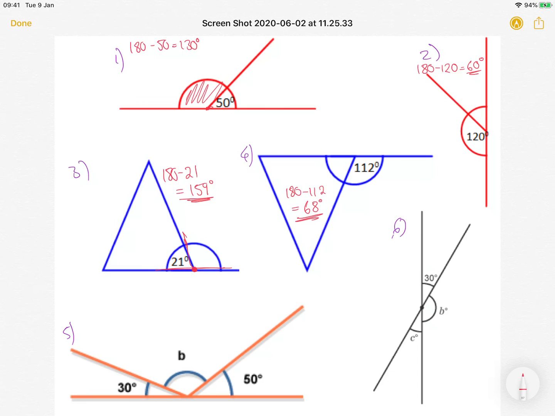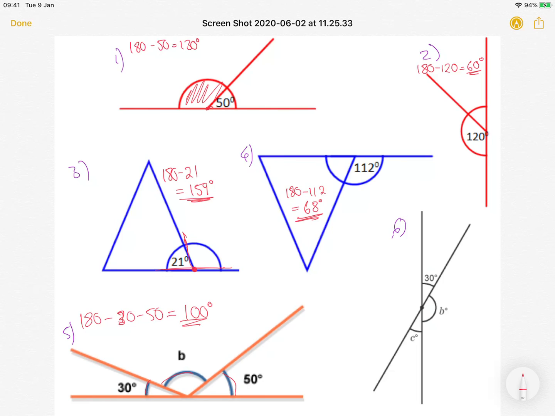Question 5. So all of these angles are adjacent to each other. So I know that they must add to 180. So if I do 180, take away the other 2, I'll be left with what B is. So 180 take away 30 is 150. Take away another 50 is 100 degrees. So B is 100 degrees.